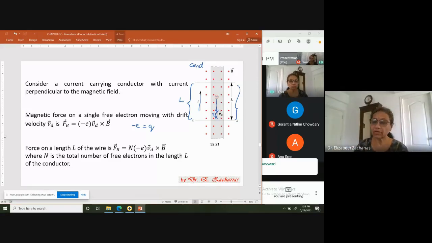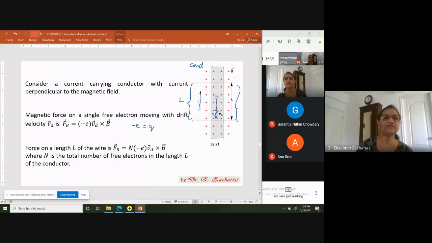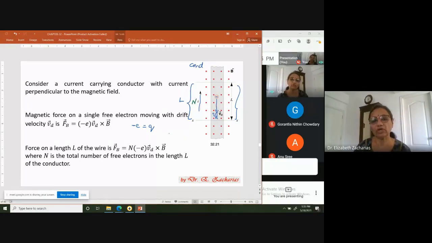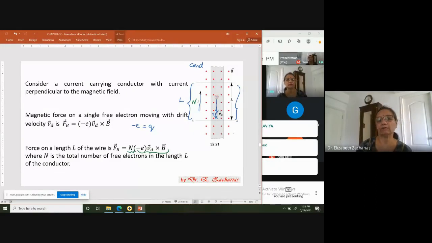Now let us look at all the moving electrons lying within this length L. Let capital N be the total number of electrons lying within this length of the wire. Then the net force on the wire is going to be capital N into the force due to a single electron. Now we have to attempt to get what this capital N is.